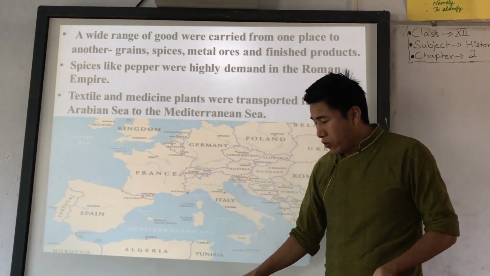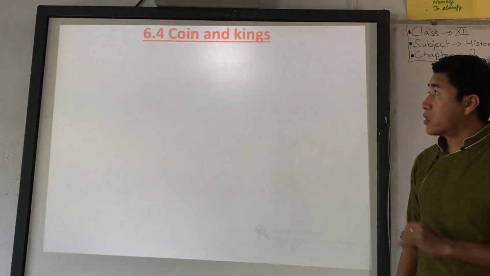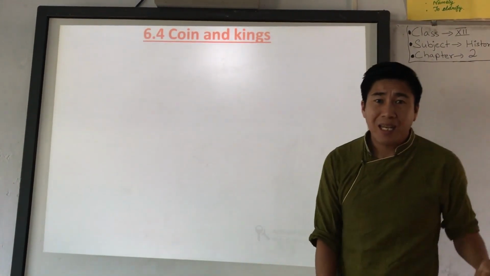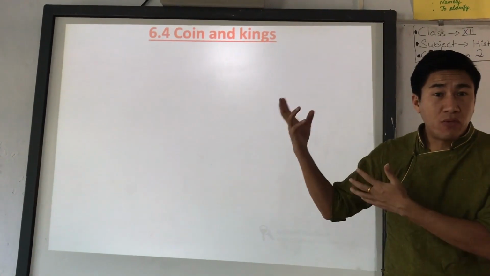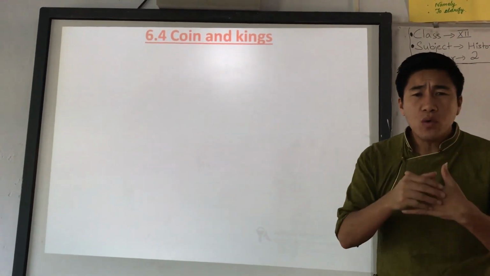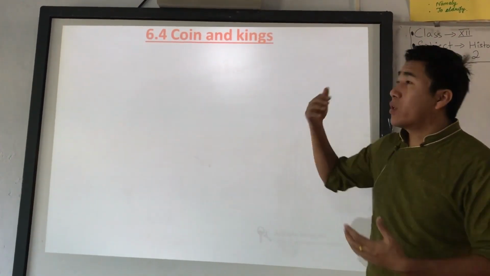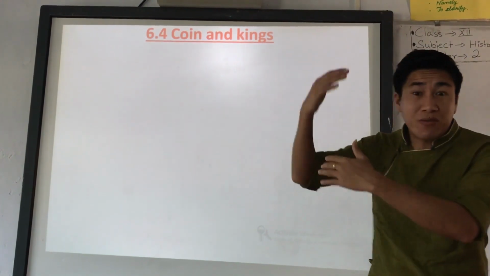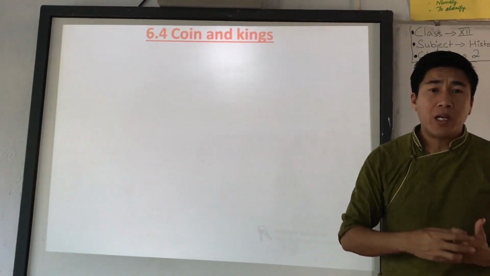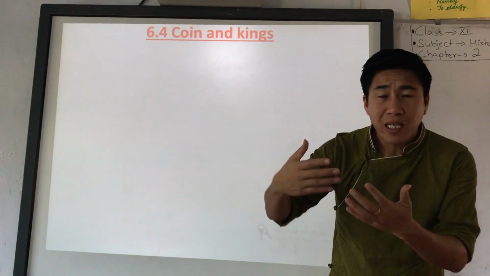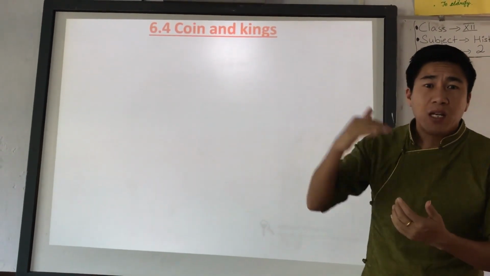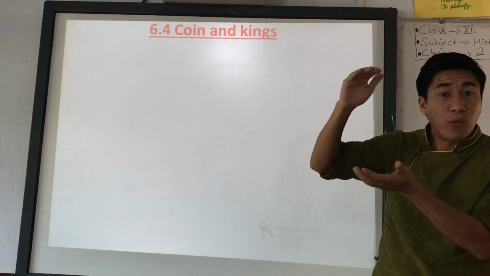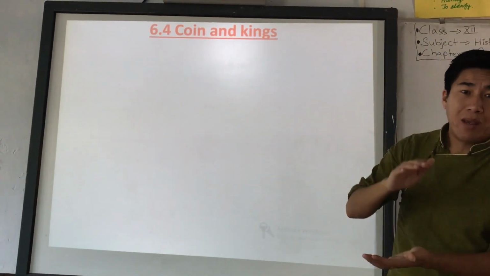Understood? Okay, now the last topic that we are going to discuss today is coins and kings. Coin, as I told you in the previous video, is one of the most important sources to know about kings and different dynasties. With the help of coins, we know about the different kings, and it helps us arrange the chronological order of the dynasties in a proper sequence.